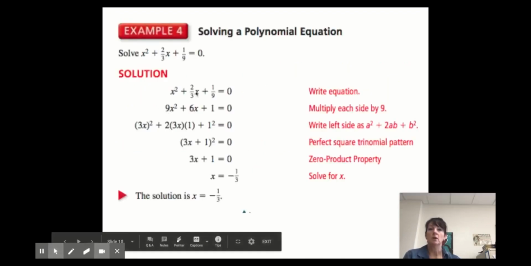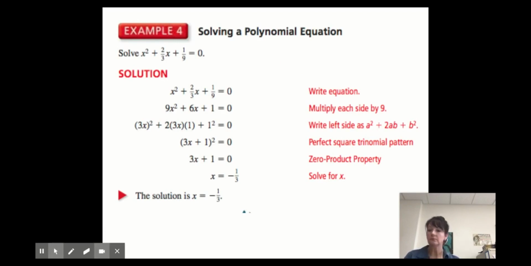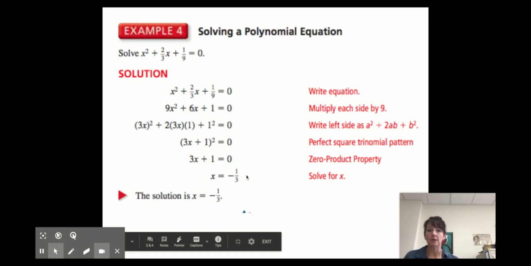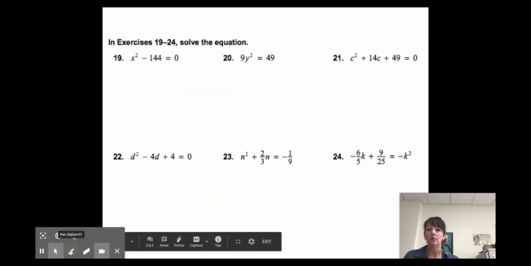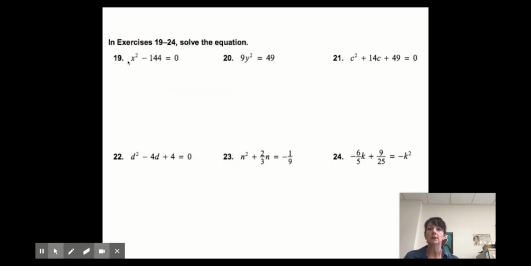All right, solving the polynomial equation. Now we're going to do the same thing. We're going to factor it, and then we're going to solve for x. We've been doing this quite a lot as well. Looking at this, I can see it's a difference of two squares right here. So when I factor it, I will get x plus 12, x minus 12 equal to 0. So we have x is equal to negative 12 or x is equal to 12.